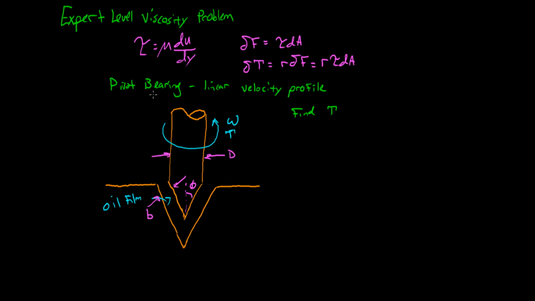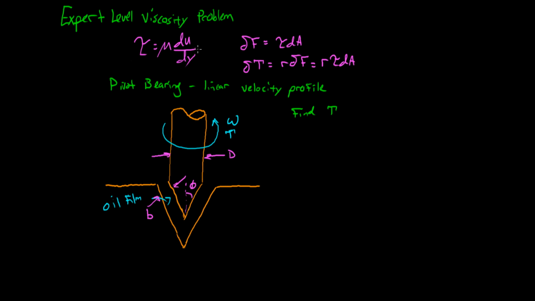Okay, so an expert level viscosity problem. Here we have a pivot bearing, which is a thing that comes to a point and goes down in this little V-shaped groove, all of which is round. And it spins and floats on this little oil film, and that keeps it from wiggling around. What we want to know is the torque required to turn this. We're told that we can assume a linear velocity profile, but the strange thing is that the linear velocity profile is on an angle, where the outer wall is stationary and this inner wall is spinning, but it's on some angle.